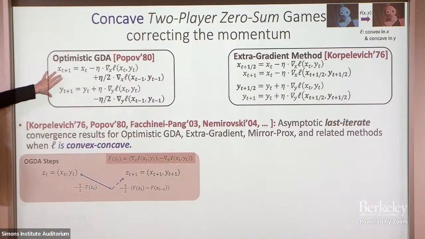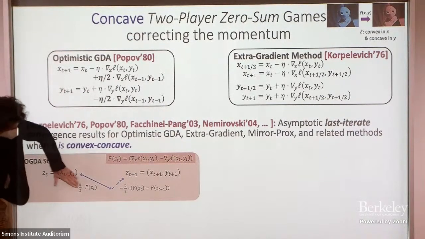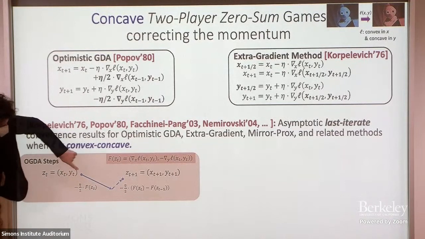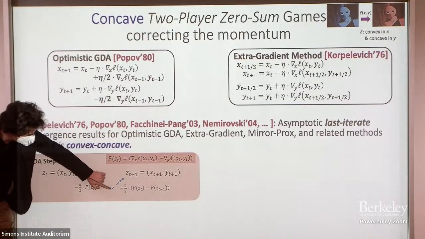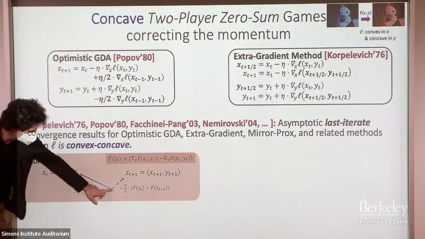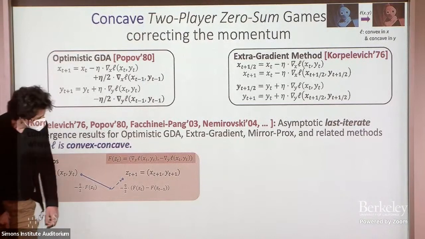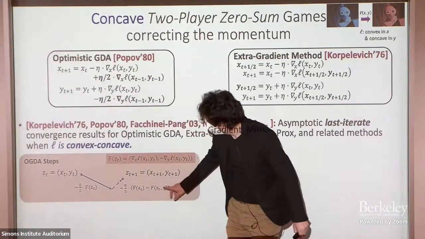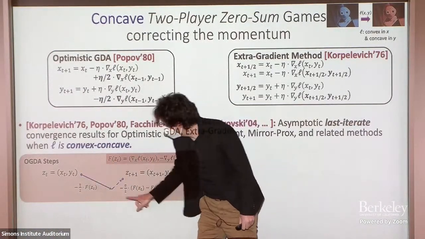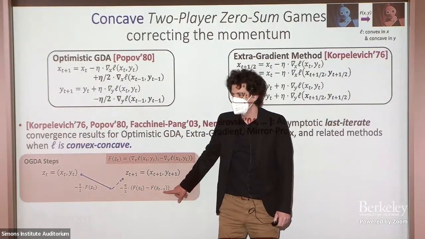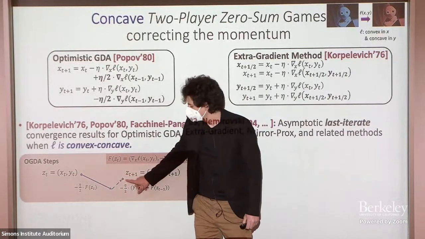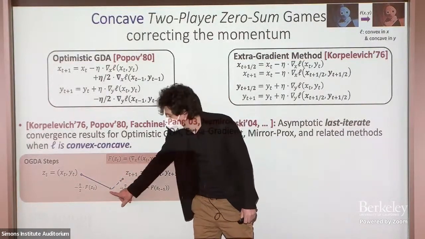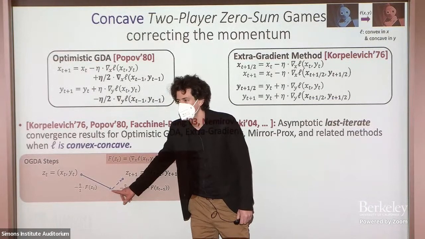So what happens in OGDA is you do the following. At the current iterate, you compute your gradient field and consider that point. But you're also taking the difference between your current gradient field and the one at the previous iterate. And you do the joint push. So you travel to this point as opposed to this point that gradient descent ascent would do.